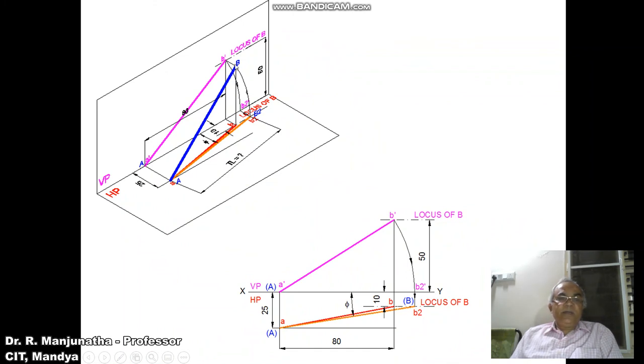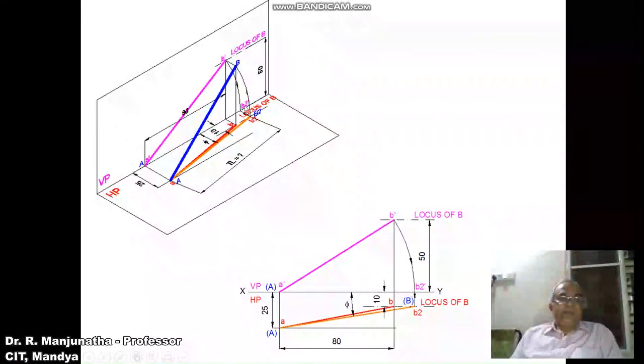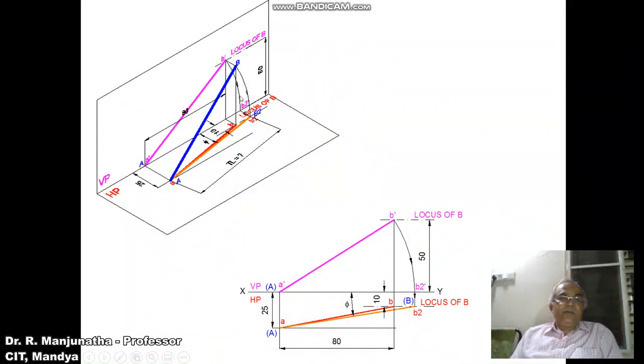With A as center, by taking the radius of AB, when it is rotated and made parallel to HP, but it is still inclined to VP. So here NDA, when it is made parallel to HP, you are getting the true length in HP. Looking from the front view, since the image is rotated in the vertical plane, the image is going to fall on the vertical plane. NDA is in HP and B2 is also on HP. Since the line is parallel to HP, you are getting the true length in the horizontal plane.